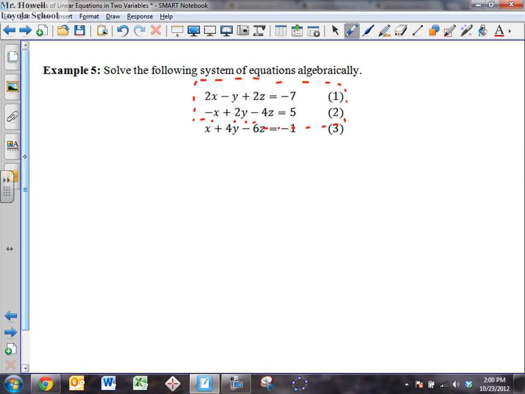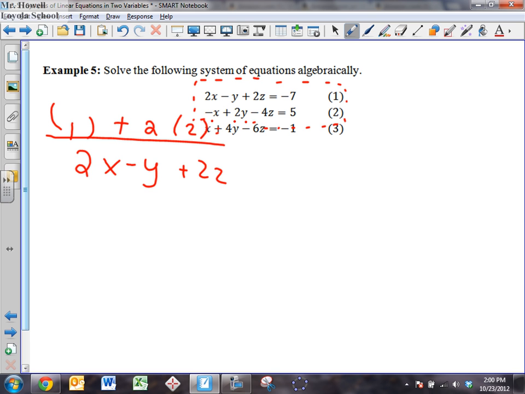Take a look at the first 2 equations. See how these x's line up pretty nicely? If I double the second equation and add it to the first one, these x terms are going to cancel, and I'll be left with only y and z. Is that clear? So let's do that. Let's say equation 1 plus twice equation 2. That's our command. Again, take the first equation, let's rewrite it. So the first equation plus twice the second equation.